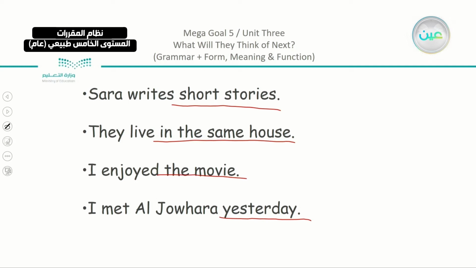Now let's start. The first one. Sarah writes short stories. I'm asking about a thing. So here, how do you use or begin the sentence? We have here, what? And then we have Sarah writes, there's an S, which makes the helping verb that is used.